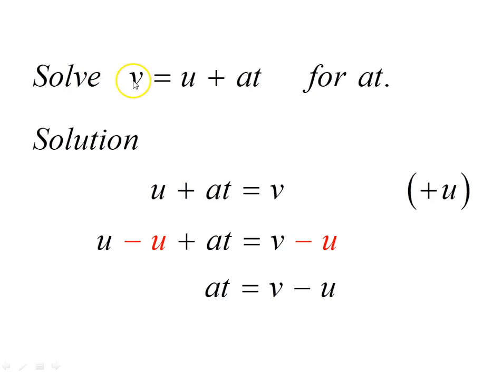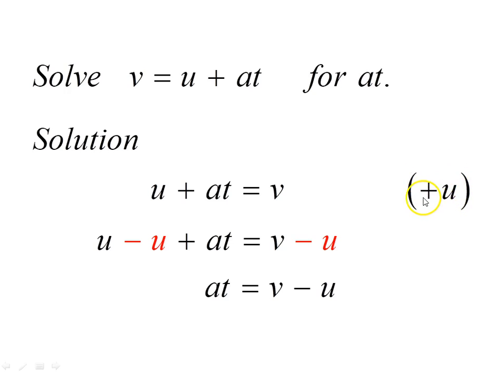Let's solve the equation v = u + at for the product at. We just want this combination at by itself. Well, let's have a look at at. First thing we did to it was add u to it, and when we did that we ended up with v. So the operation we did was plus u.